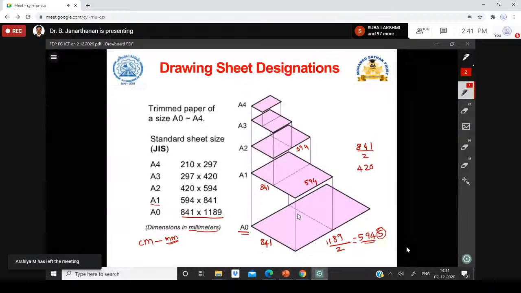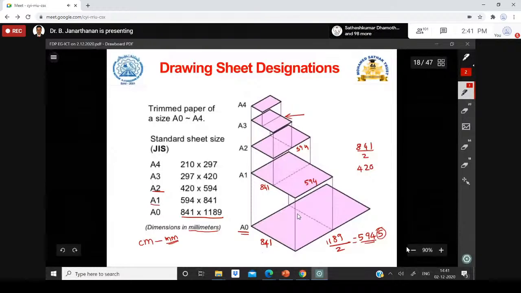Then if you divide this A2 further into 2 halves, you will get A3, which you can very easily calculate. This is the drawing sheet mostly used in Anna University examinations. So the A3 drawing sheet will be used. Even if you have an unstandard size of sheet, if the teacher asks you to bring the A3 size drawing sheet, and you know the dimensions, you can cut from that unstandard size to make it A3 size.